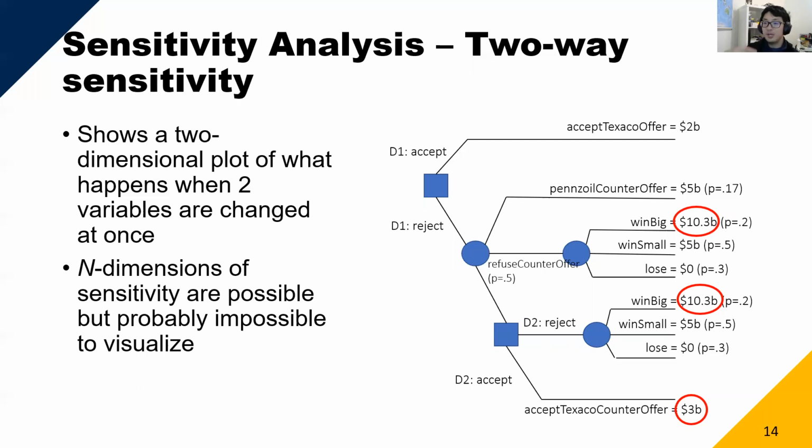You could go and do a three-way sensitivity or a four-way sensitivity of multiple variables. However, the visualization of those outcomes becomes really hard to see. And so let's take a look here.